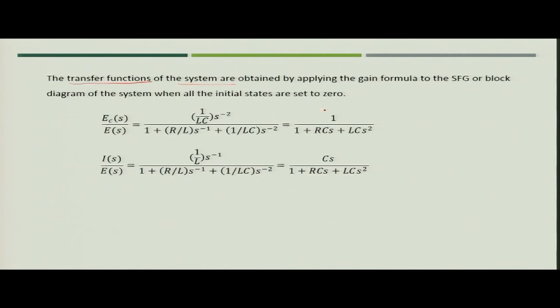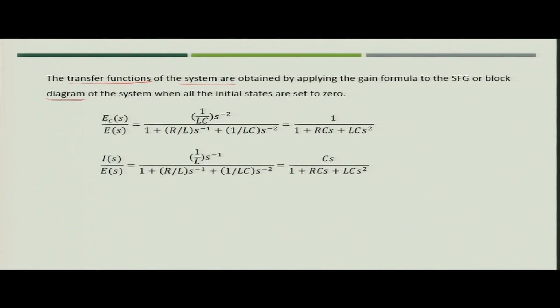With the help of the signal flow graph or the block diagram which we just saw, we can compile this information. We can write EC by E, that is the transfer function for output EC. When you simplify, you get the transfer function as 1 upon 1 plus RCS plus LCS square. Similarly, for the transfer function related to current as an output, I by E, you can compile and you will get the transfer function as CS divided by 1 plus RCS plus LCS square.